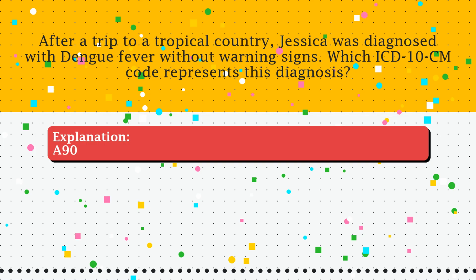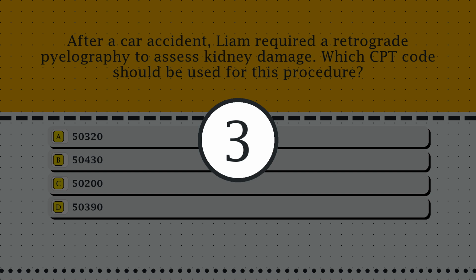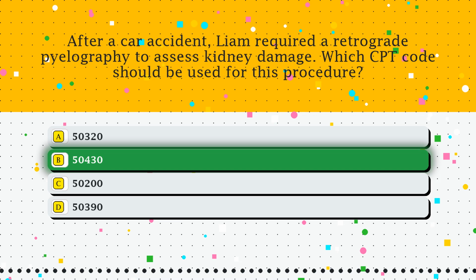A90. Question 213. After a car accident, Liam required a retrograde pyelography to assess kidney damage. Which CPT code should be used for this procedure? Option A, 50,320. Option B, 50,430. Option C, 50,200. Option D, 50,390. The correct answer is option B, 50,430.